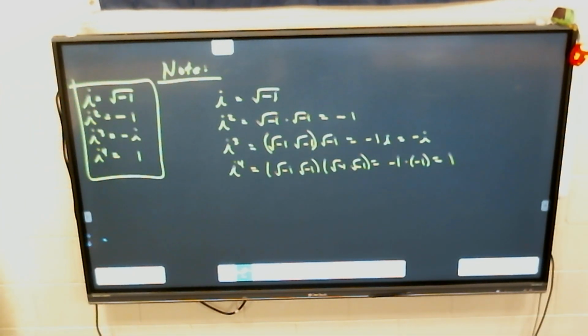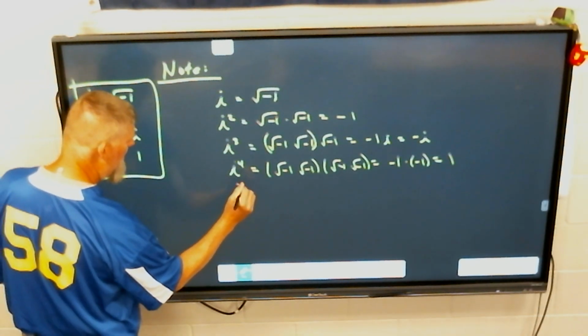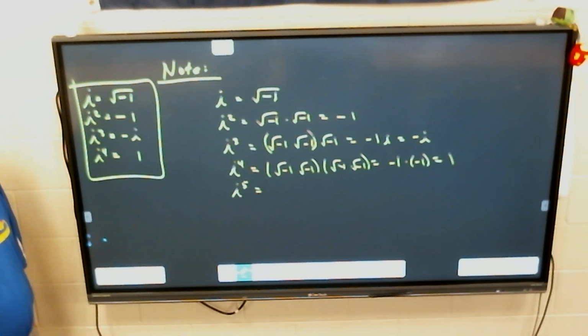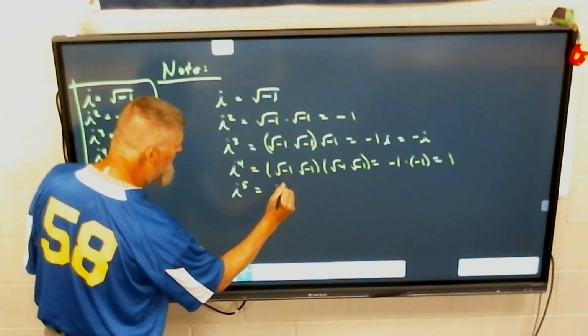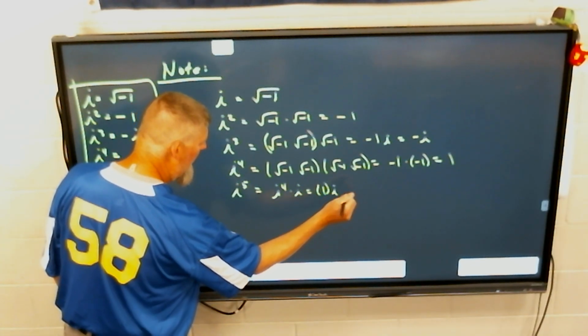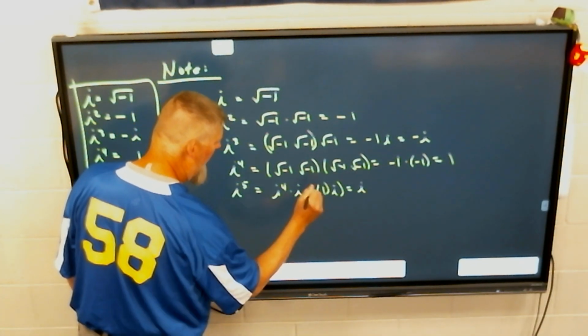Okay. Now, let's keep the thing going. What happens when I get i to the fifth? It's just i. Because it's like saying i to the fourth times i, which is 1 times i, which is just i.